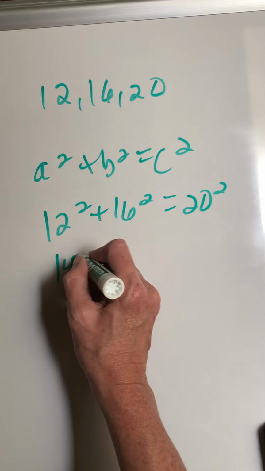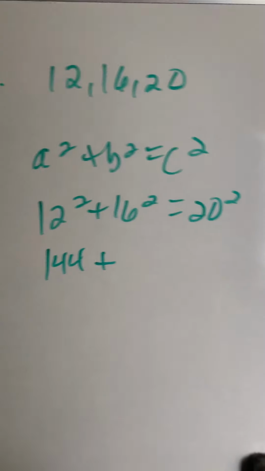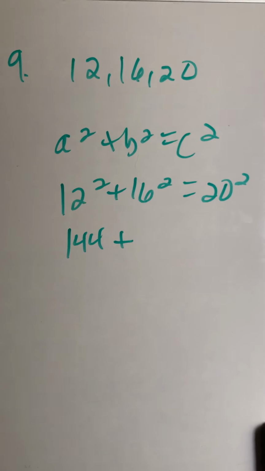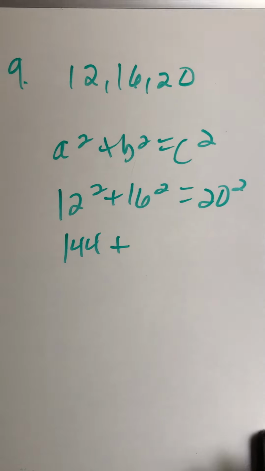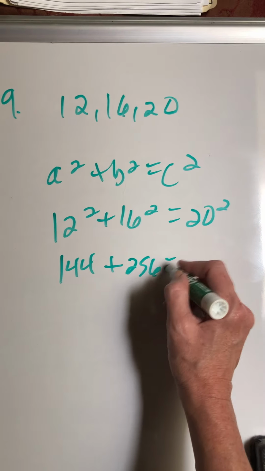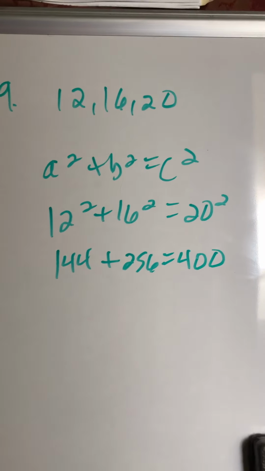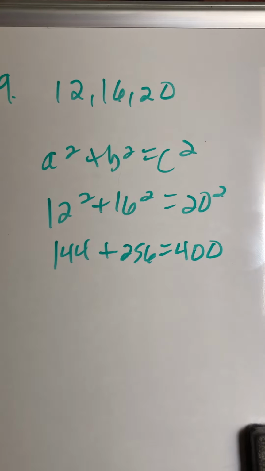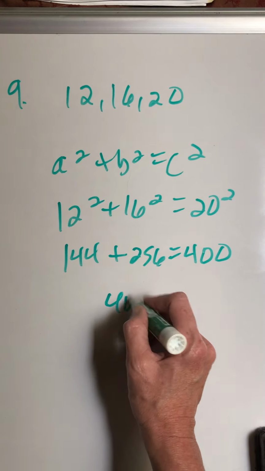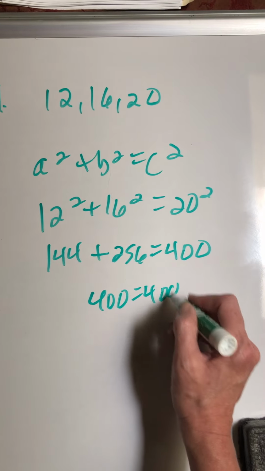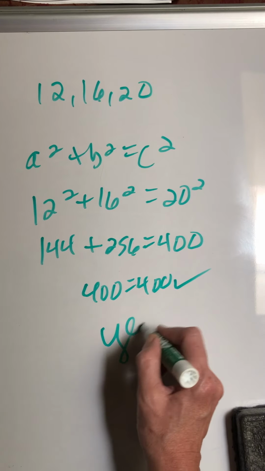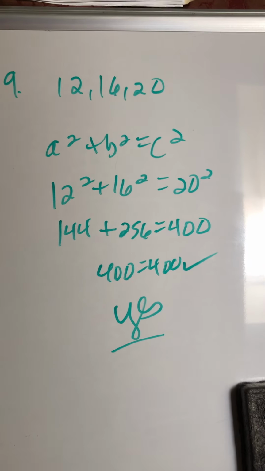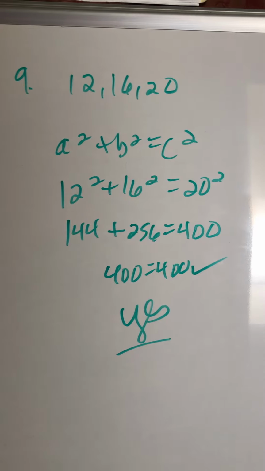Well, 12 squared is 144. 16 squared, let me just make sure I check my math before I mess up, is 256. And then 20 squared is 400. So we add 144 and 256, and we get 400. So there you go. So it's yes. Make sure you put yes. It is a Pythagorean triple.